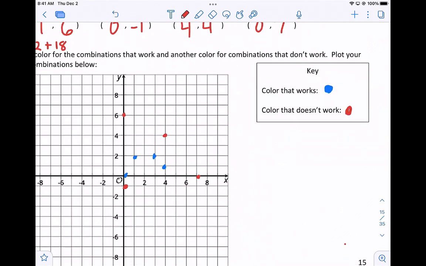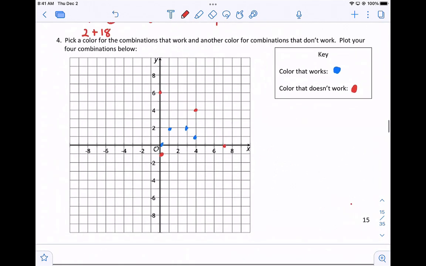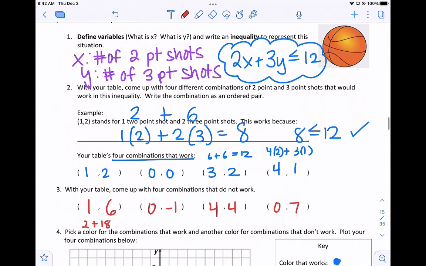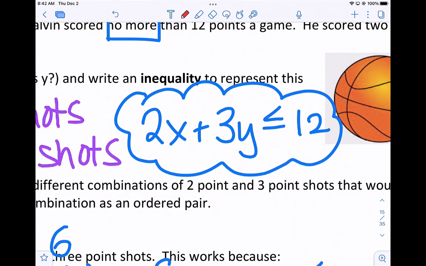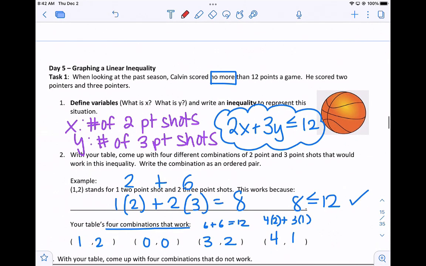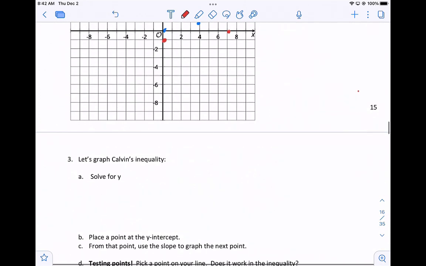So the question is, what's an easier way than just doing guess and check and plugging in points? What's an easier way to find all the different values that would work in this situation? And an easy way to look at it is if you graph this inequality right here, and the constraints, then we'll have an area that will show us, okay, where are all the points that work and all the points that don't work.